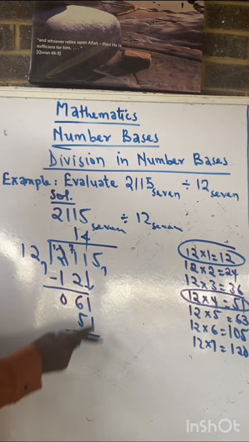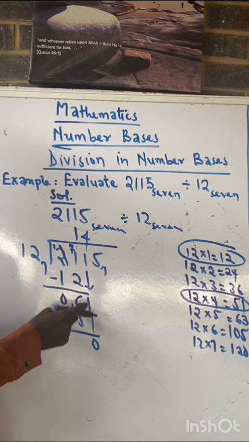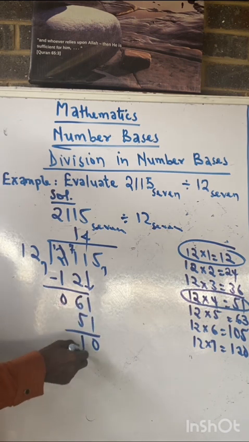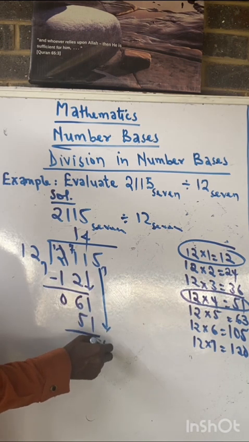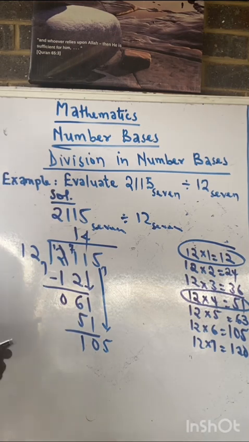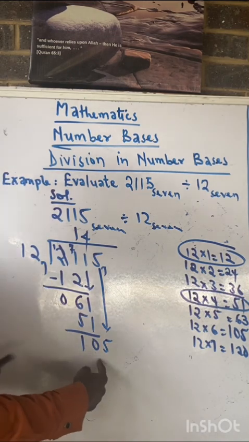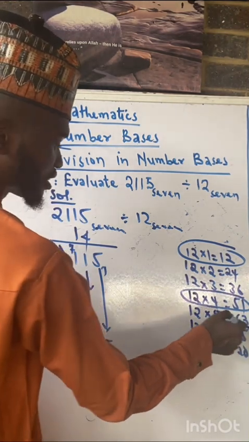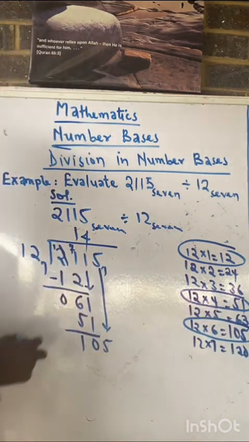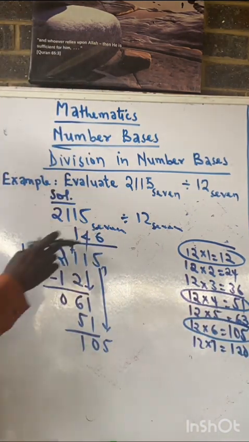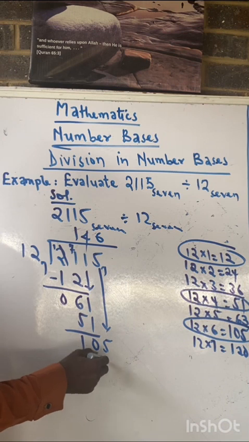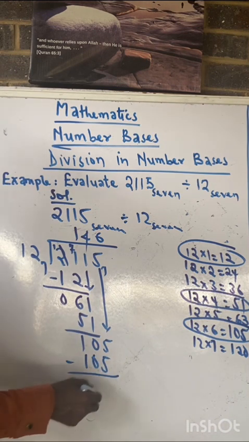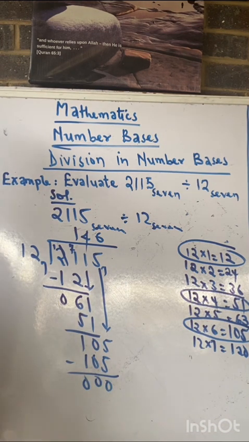Now let us subtract. 1 minus 1, 0. 6 minus 1 in base 7. That's 1. Let's drop this 5. We have 105. How many 12 in 105? Oh, that is exactly 6 times. So 12 times 6, that will give me 105. Thank God. Let's subtract. That will be 0, 0, 0.